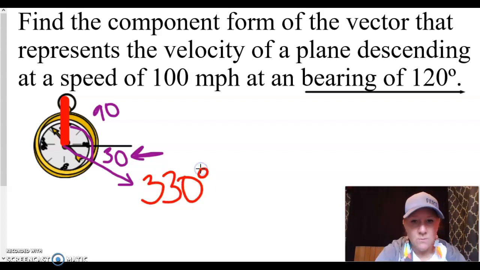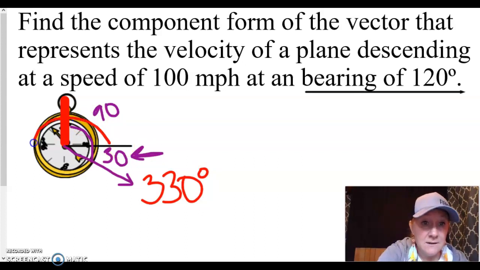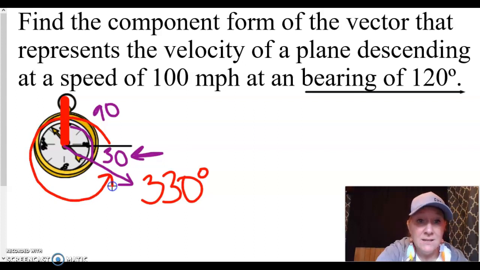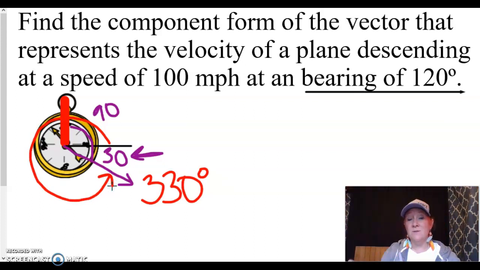If you're wondering why 330, well, remember when I started off of east and went all the way around here. There's a difference between what I'm looking at on the unit circle and what the compass says. So I have to do all of that translating so I can get 330, which is what I want. Find the component form of a vector representing the plane descending. So the angle is 330. Bearing of 120, speed of 100 miles per hour.